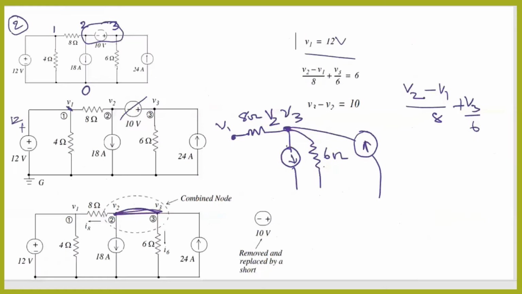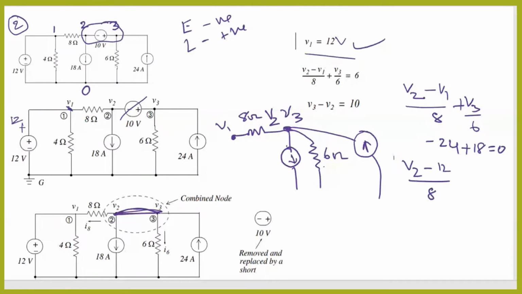So which current is entering? 24 is entering, so minus 24. And 18 is leaving. So leaving is taken as positive, plus 18 is equal to 0. Now if you simplify this, V2 minus V1 is 12, already we got here, by 8 plus V3 by 6 is equal to 6 amperes.